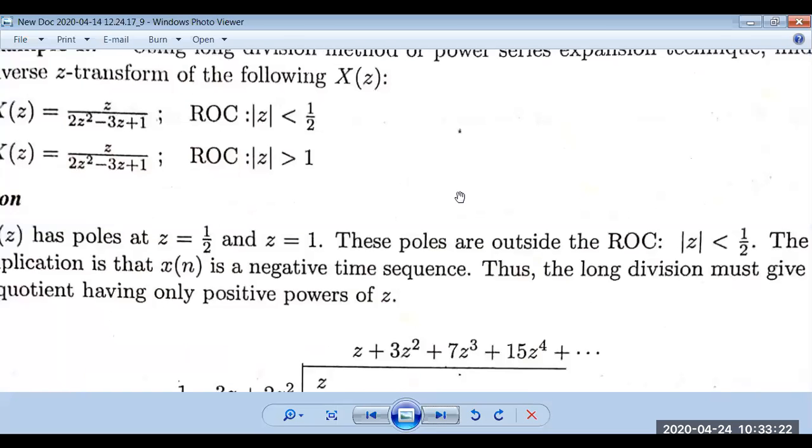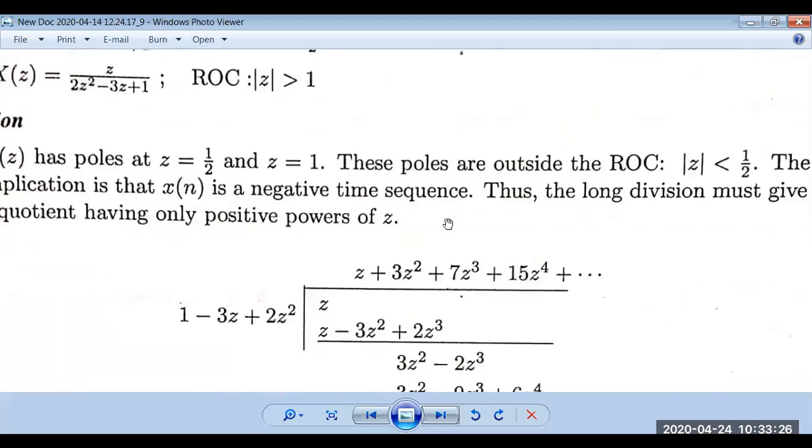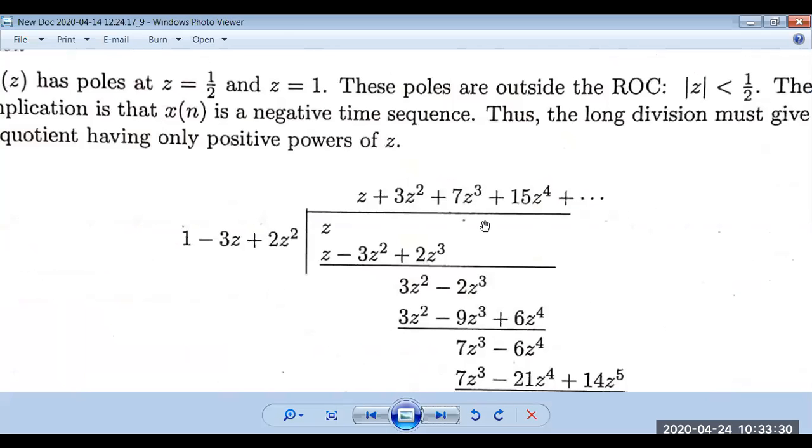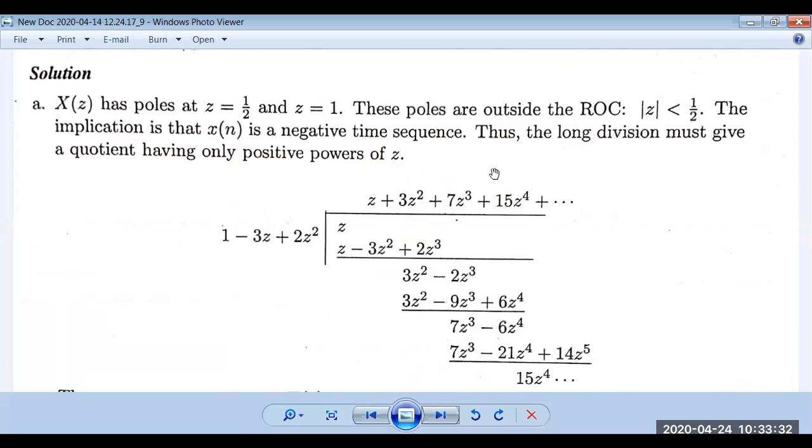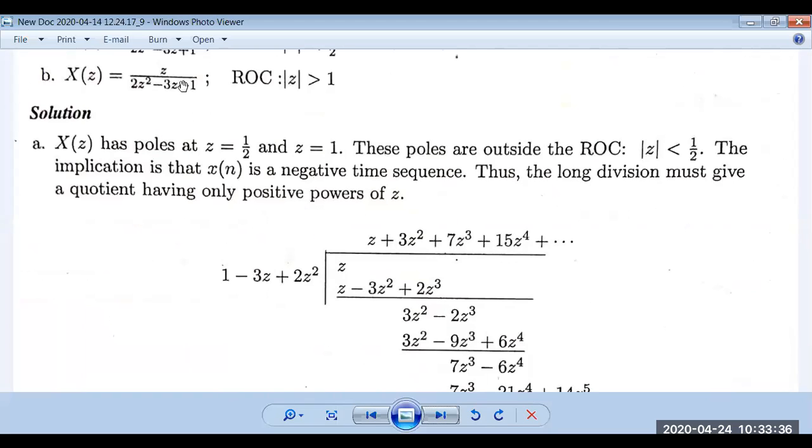This again is by division only, long division. This is what is called the long division method. Let me come to that. This is the equation. The first equation is this, where the numerator is being divided by the denominator. This is the first problem, where the ROC is within the circle with radius half.